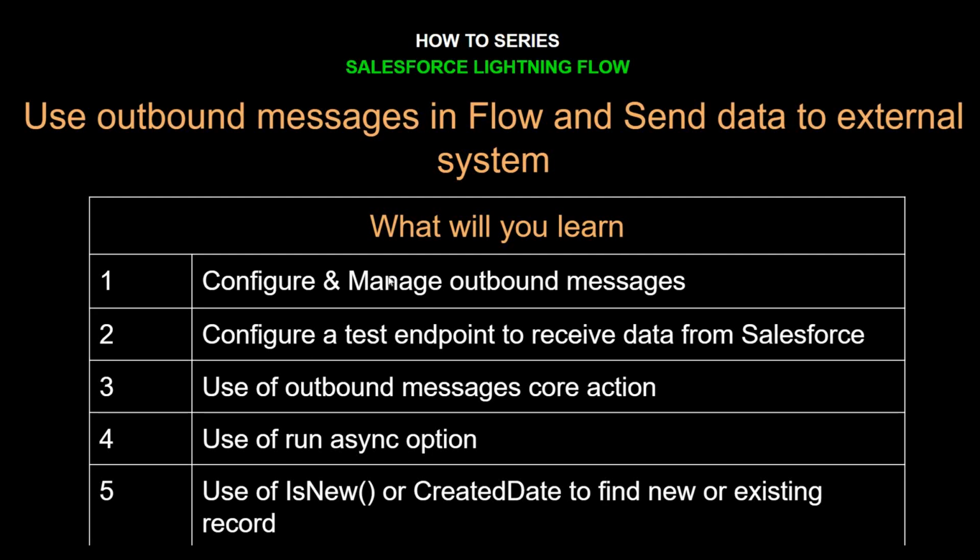In this video, we are going to learn how to use the outbound messages core action in Flow and send data to an external system. This is a typical integration use case where you want to send Salesforce data to an external system. It could be anything. There are multiple approaches to solve this. We can do customization, write our own custom code, and then send data to the external system. But using outbound messages is one of the simplest ways to send data to the external system.